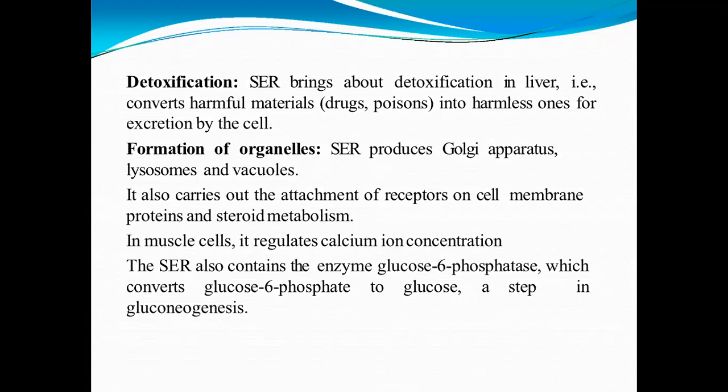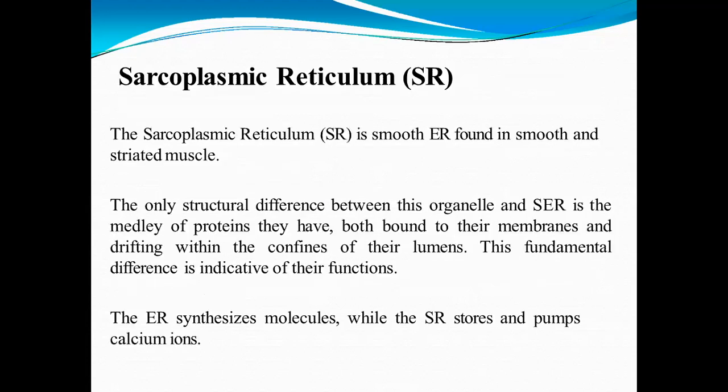Formation of organelles. Smooth endoplasmic reticulum produces Golgi apparatus, lysosomes, and vacuoles. The Golgi apparatus has different tubules and vesicles. A lysosome is a package that has different types of enzymes for engulfment, and the vacuole also. It also carries out the attachment of receptors on cell membrane proteins and steroid metabolism. In muscle cells, it regulates calcium ion concentration. The smooth endoplasmic reticulum also contains the enzyme glucose 6 phosphatase, which converts glucose 6 phosphate to glucose, a step in glycogenesis.